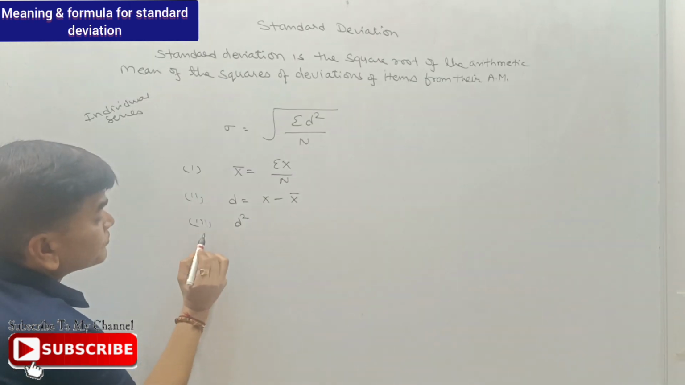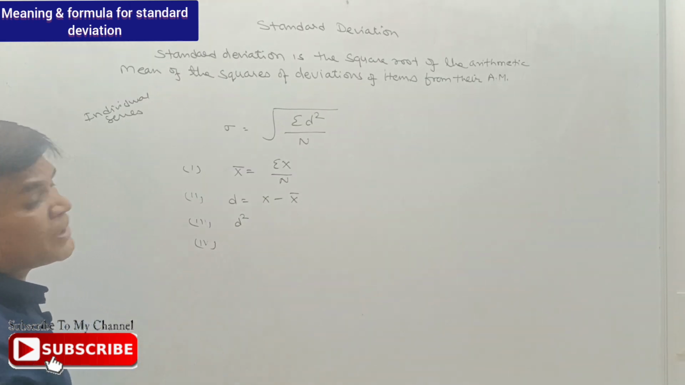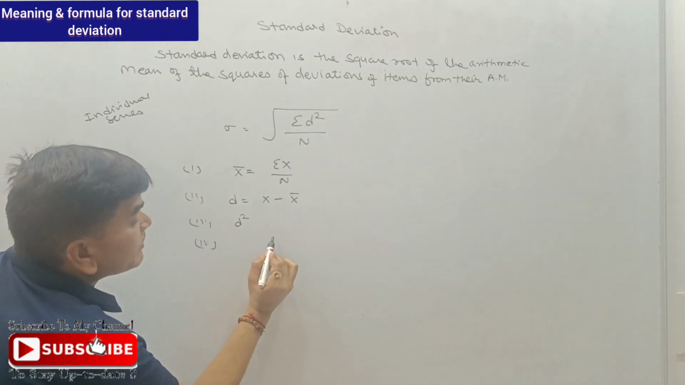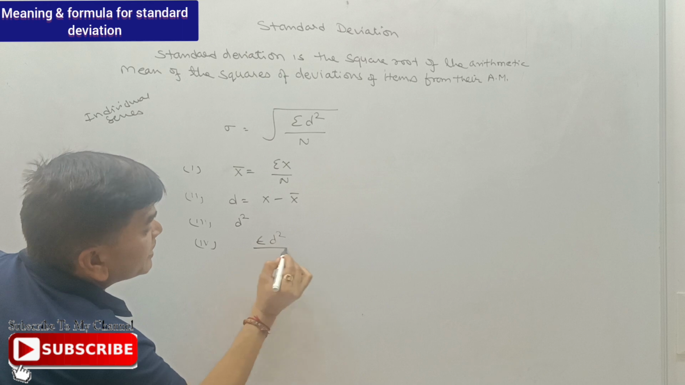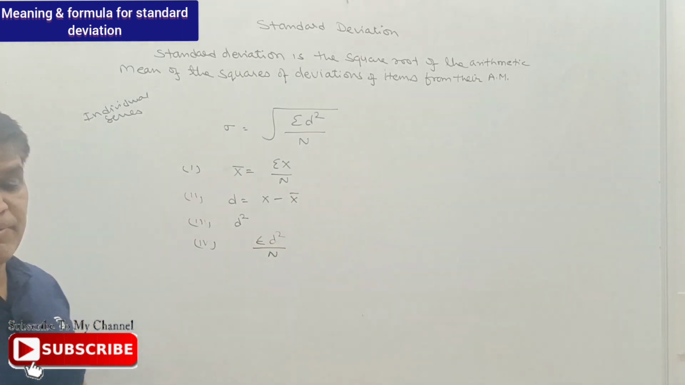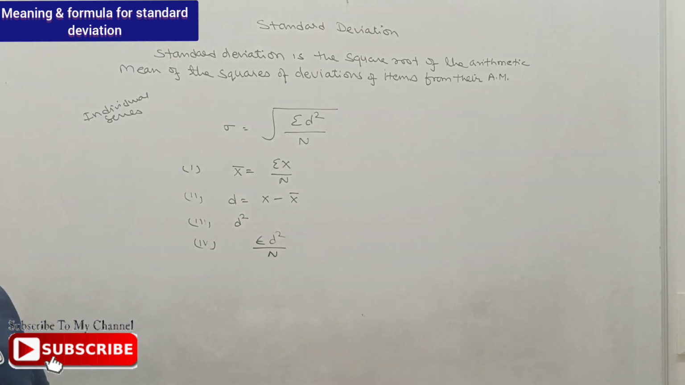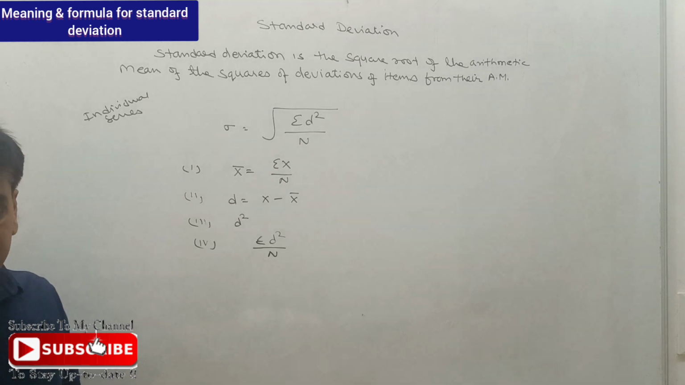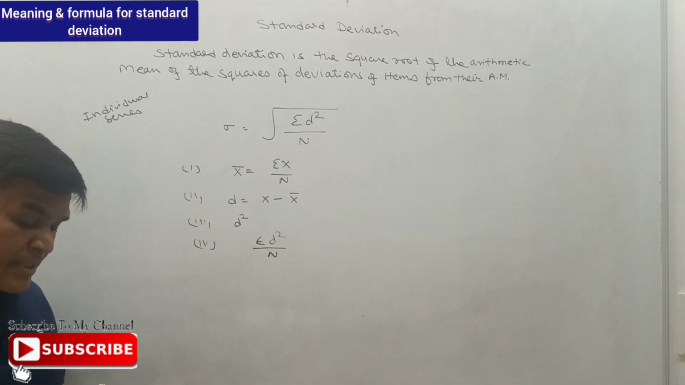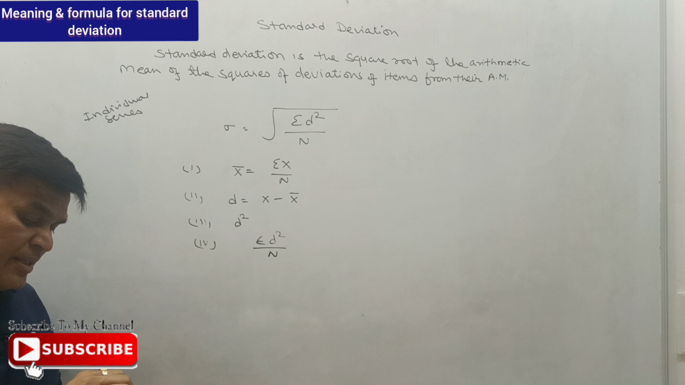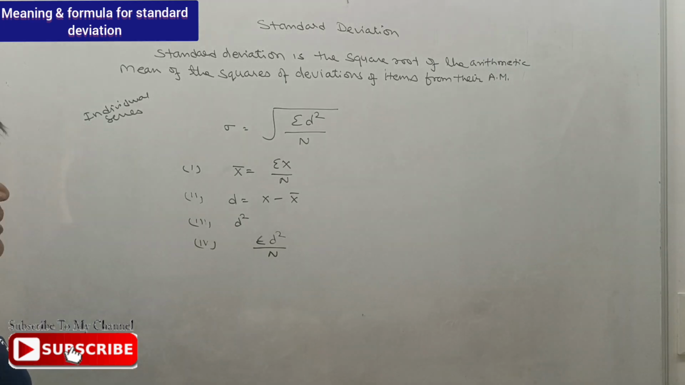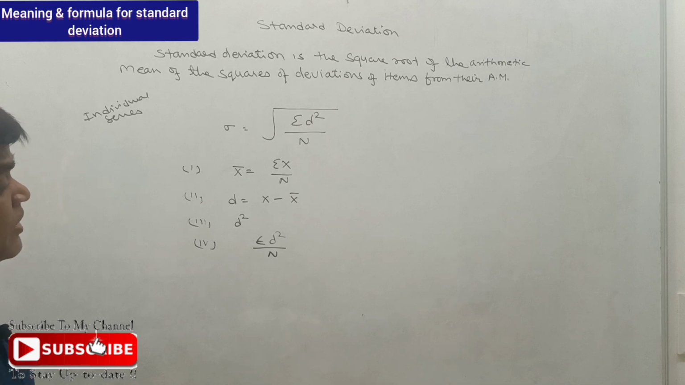In the fourth step, we will take the arithmetic mean of this. What we will do? We will take the arithmetic mean of d square, sigma d square divided by n. It means we are calculating the arithmetic mean of this. So the very first we will get the deviation, after getting the deviation we will square the deviation, and after getting the square of the deviation, we will get the arithmetic mean of this.